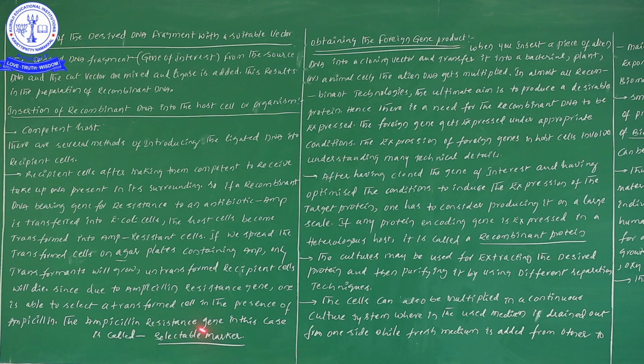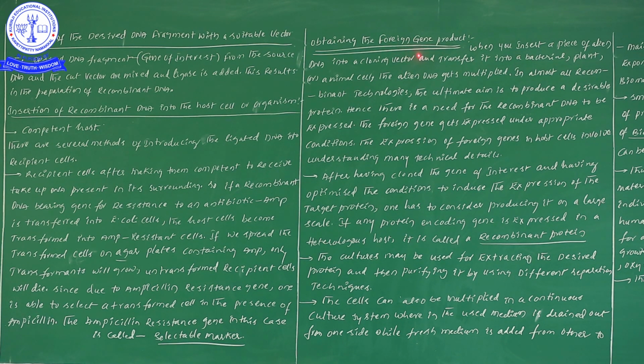Next, the ampicillin resistant gene in this case is known as a selectable marker. This ampicillin resistant gene is the gene we have incorporated into the plasmid, and the recombinant gene is present in the host, so because of that foreign gene the entire host gets resistance against ampicillin. That's why we take ampicillin resistance as the selectable marker. Don't forget selectable marker.